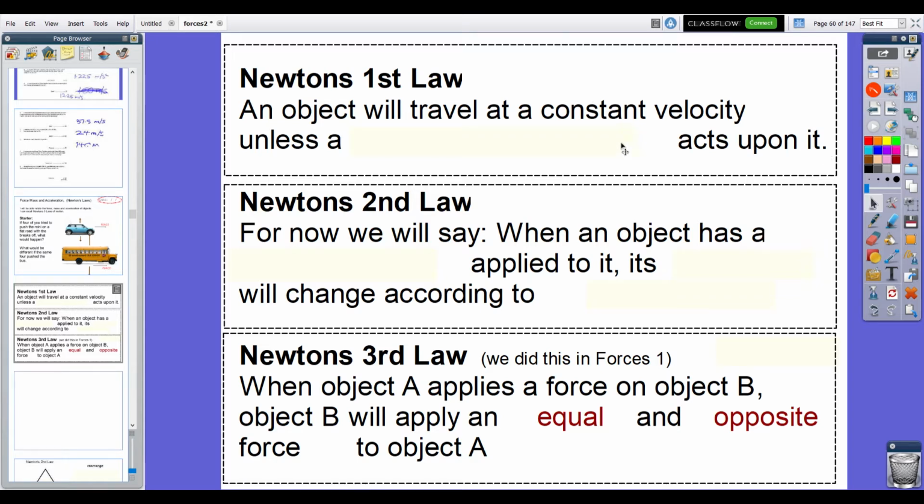Okay. I'm just going to get into the details of these two laws and explain what they are.